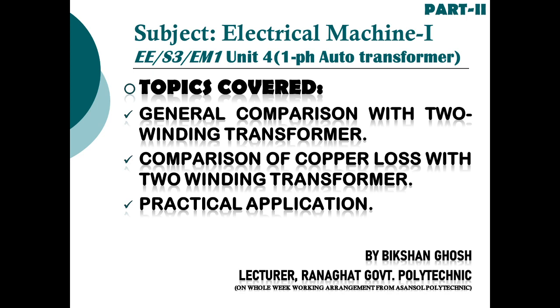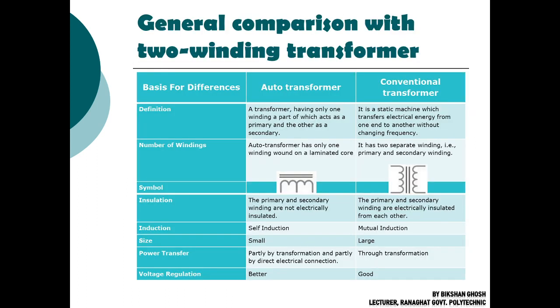Okay, so without delaying, we will go straight to the comparison between a single phase autotransformer and a two-winding transformer. As you can see here, we have shown the comparison with the first column giving the basis of differences, the second column is the autotransformer, and the third column is the conventional transformer. So the first one is definition.